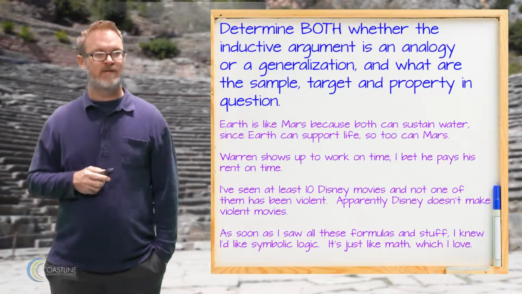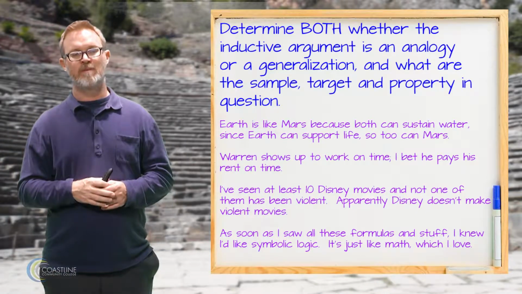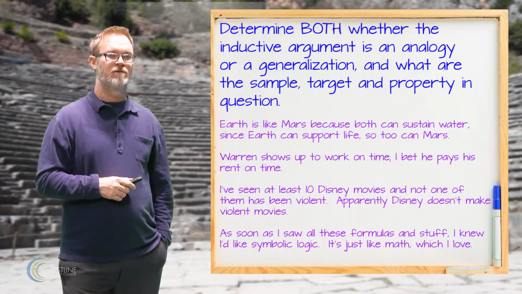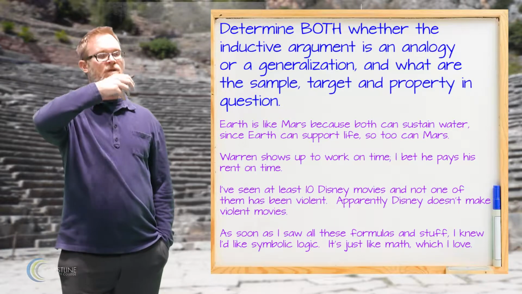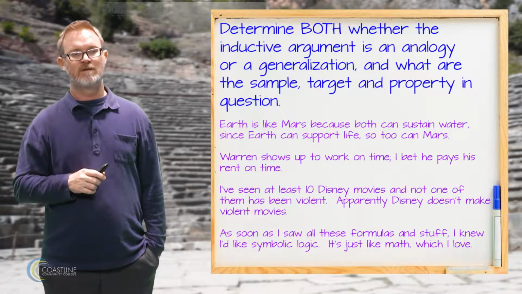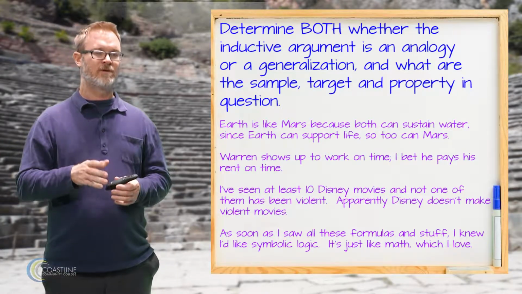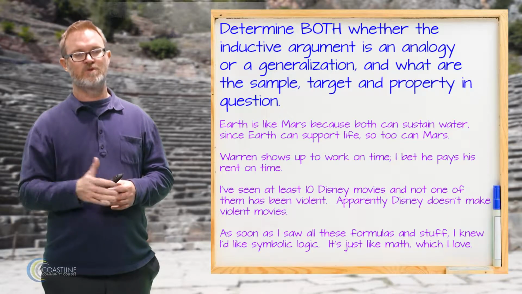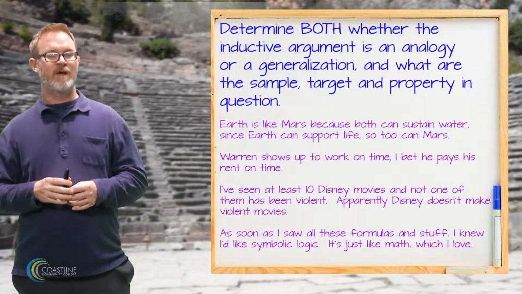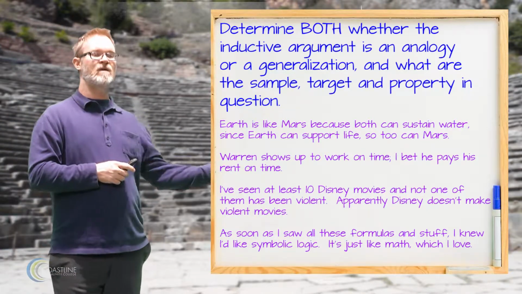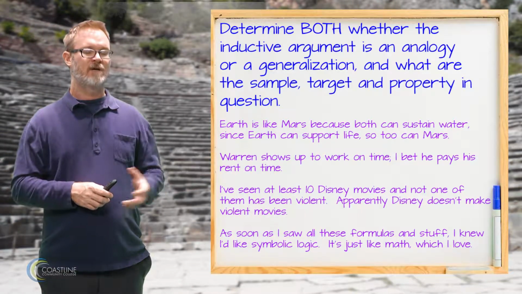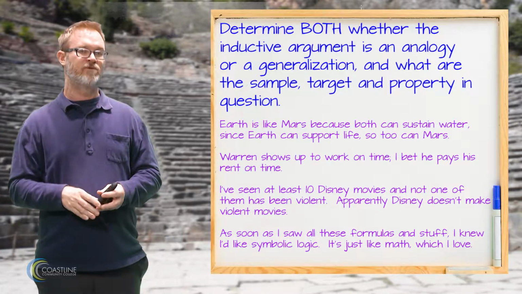Okay, so the next example says, I've seen at least 10 Disney movies and not one of them has been violent. Apparently Disney doesn't make violent movies. Here you see that the sample seems to be the 10 Disney movies that this person has seen. And this individual is making an inference about all of the Disney movies. It says apparently Disney doesn't make violent movies. So the inference is made from the 10 this person's seen to all Disney movies. And so your sample is the 10, and then your target is every Disney movie.